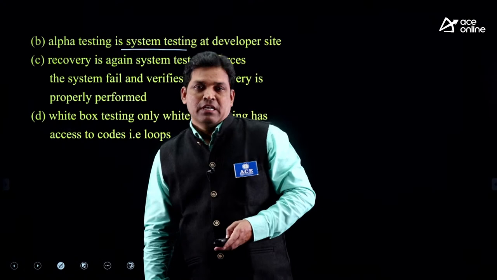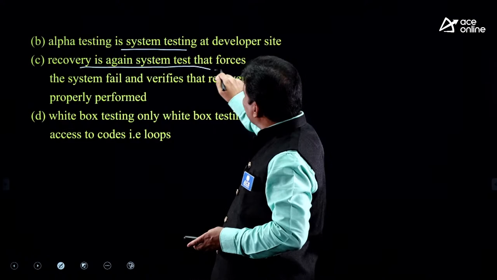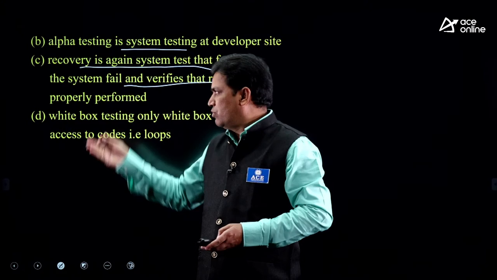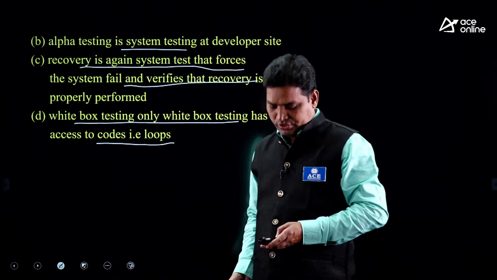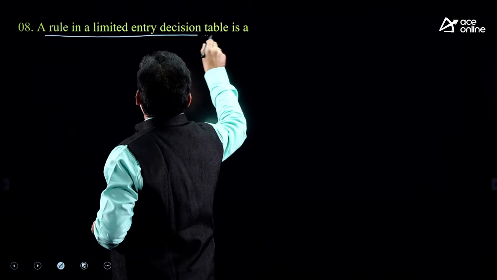Alpha testing can be performed at the developer side. Recovery testing is done at system testing, which forces the system to fail and verifies whether recovery is properly performed or not. That is what we had discussed. White box testing, only white box testing has access to code, that is loops, as we just discussed. Next question: a rule in a limited entry decision table is a dash.